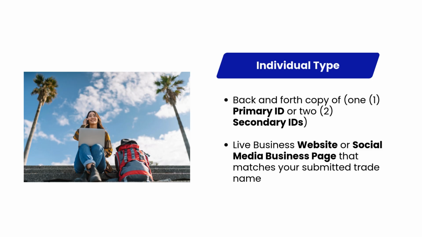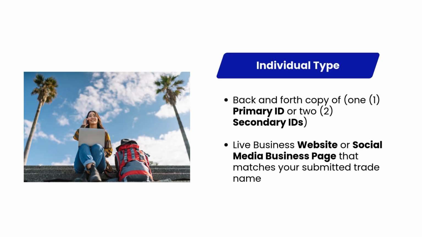Now, let's talk about the requirements. For the individual type, you will need a copy of your primary ID. We will need the back and front copy of your primary ID. If you don't have a primary ID, you can submit your secondary ID, but we will need at least two copies of that.